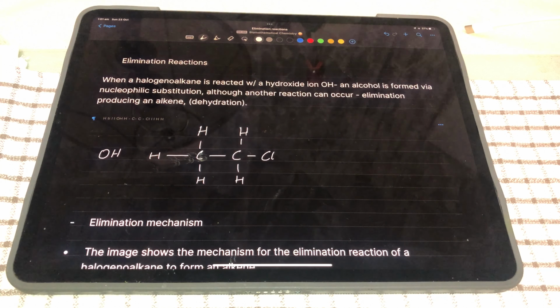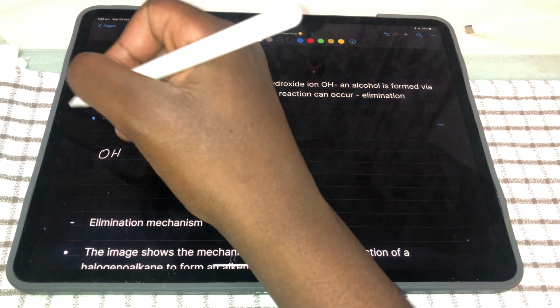However, another reaction can occur, and that's called the elimination reaction. That produces alkenes, and is generally regarded as a dehydration because you're removing water. So how does it work? I'll go through the mechanism. So you get your hydroxide ion here.